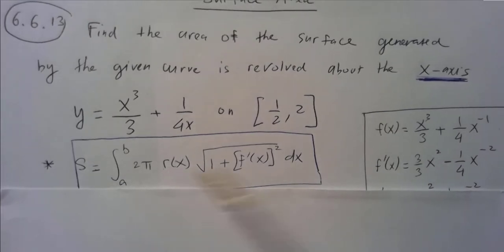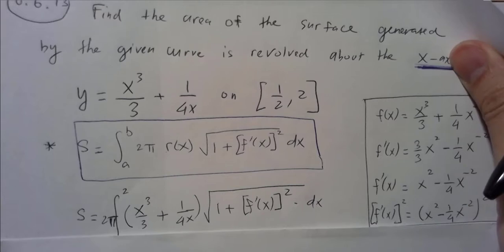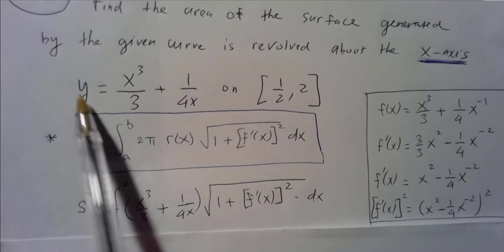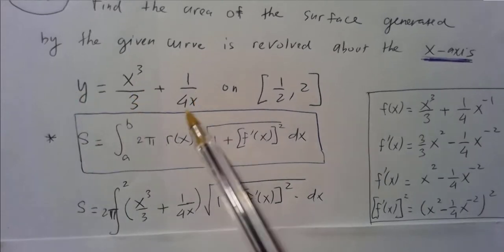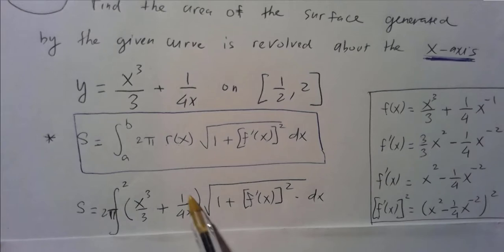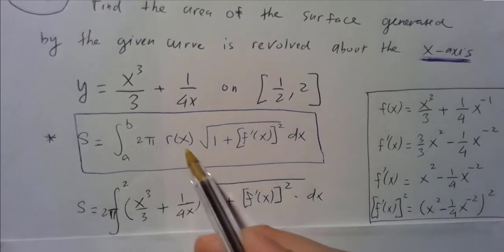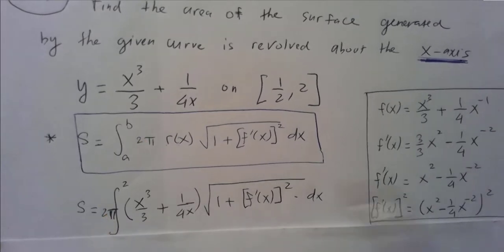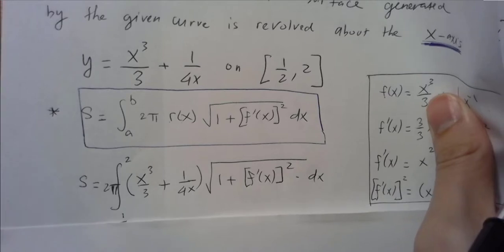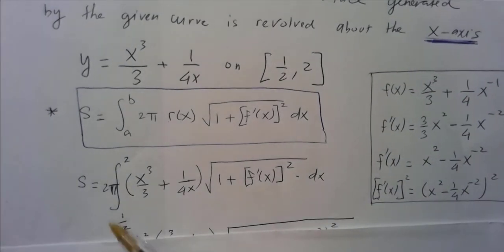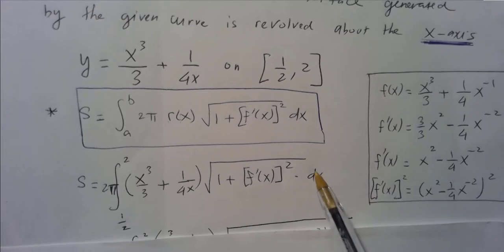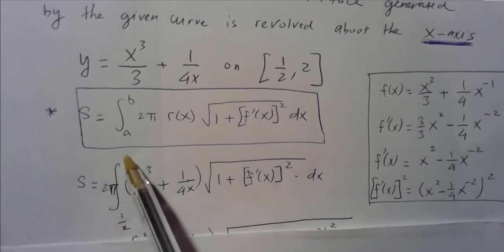Okay, so go back here. We know that r of x is now just the function f of x, and the function is given by the curve, x to the third power over 3 plus 1 over 4x, which is right here. So this whole quantity is r of x. And then 2 pi, this is a constant, I move it to the outside of the integral from 1/2 to 2. And then the square root of 1 plus f prime, the whole thing squared, and then dx. We are integrating on the x-axis, so it should be dx from 1/2 up to 2.